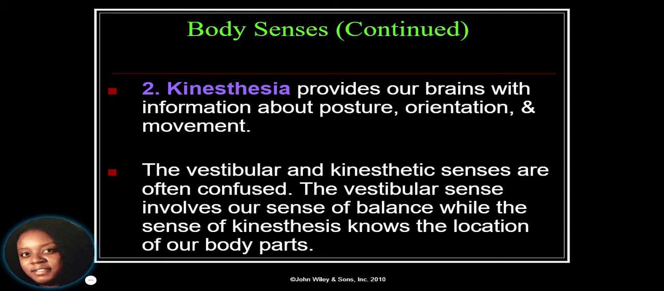Kinesthesia provides our brains with information about posture, orientation, and movement. The vestibular and kinesthetic senses are often confused, but the vestibular sense is our sense of balance, while kinesthesia is knowing where our body is located, our brain receiving the information about our posture, orientation, and movement.